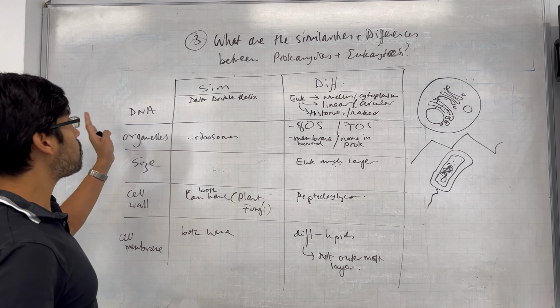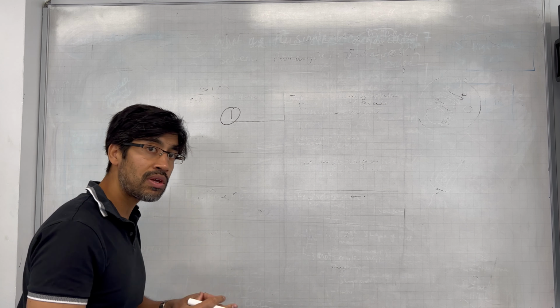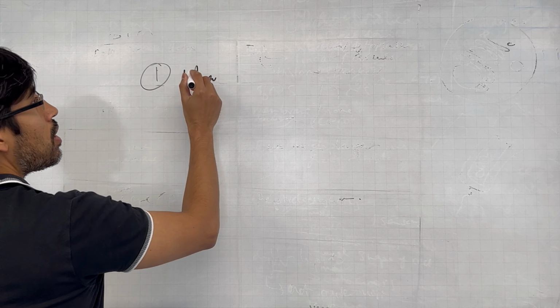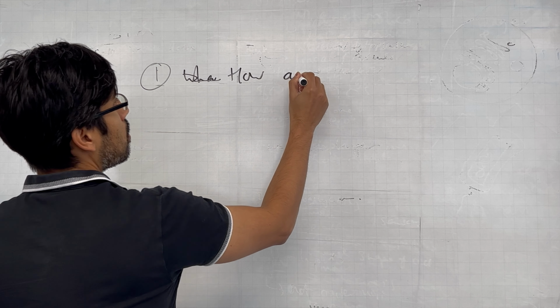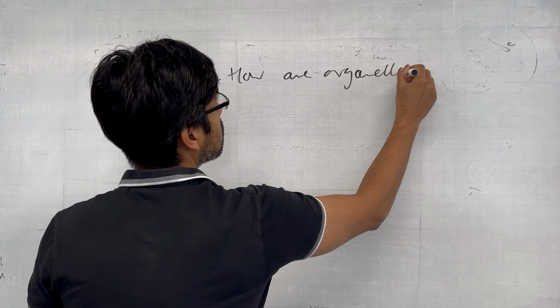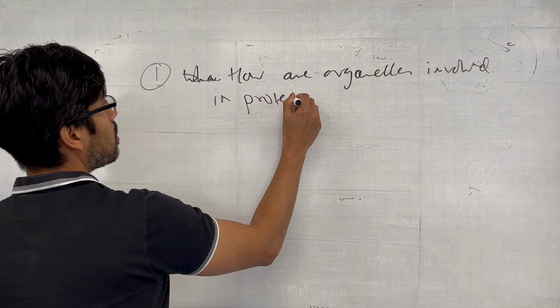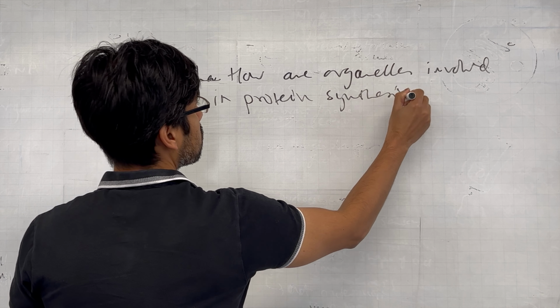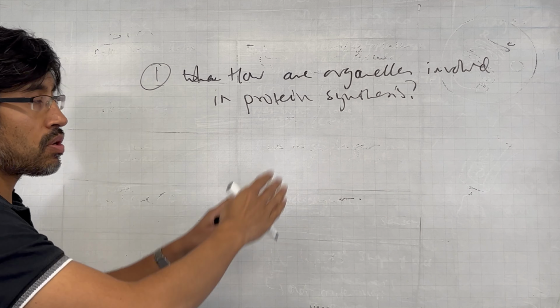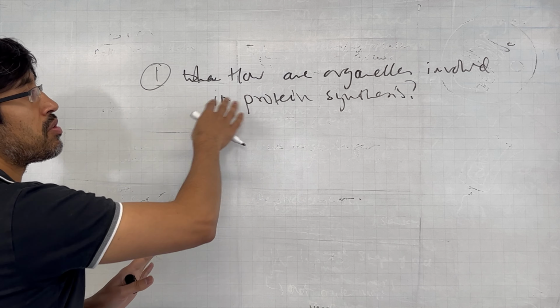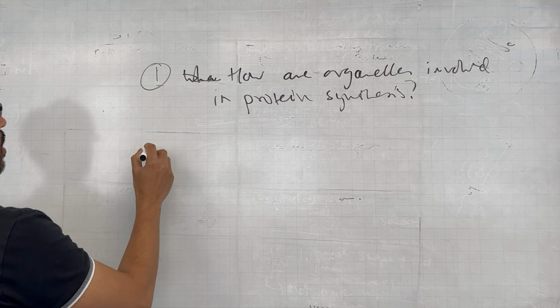So I'm going to get rid of this. We're going to wrap up this little session with a reminder of our three essential retrieval questions. These are the questions that we've got to keep practicing. First, how are organelles involved in protein synthesis? What are they? What are their overall structures? What are their contributions to the overall process of protein synthesis?